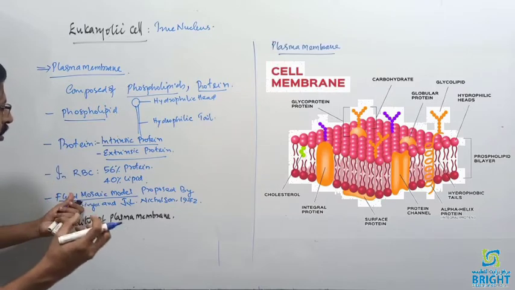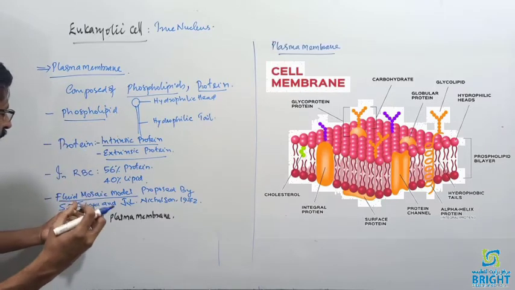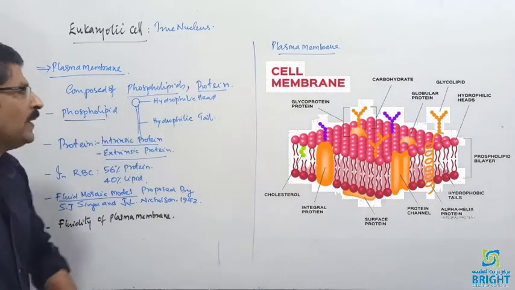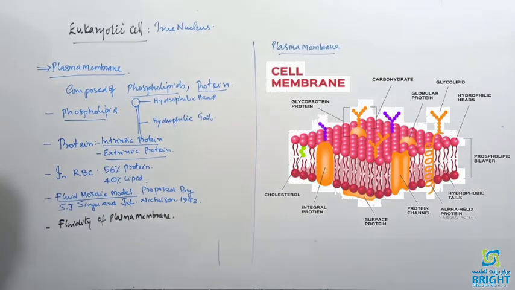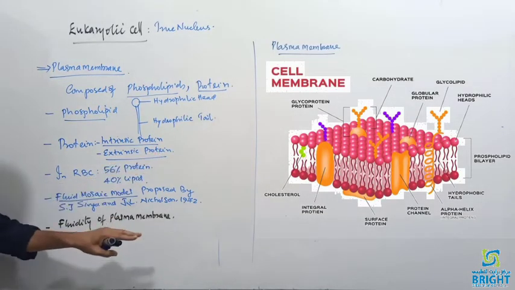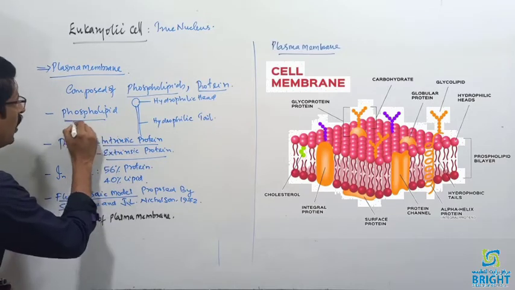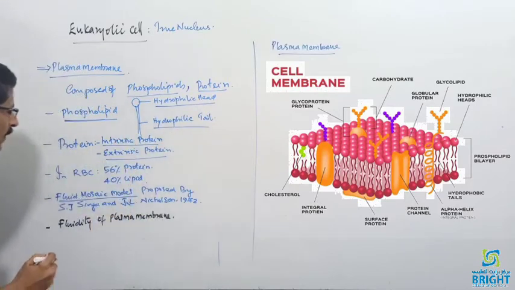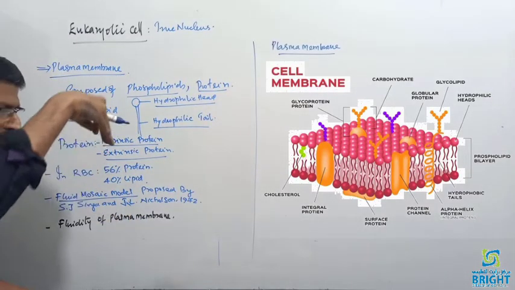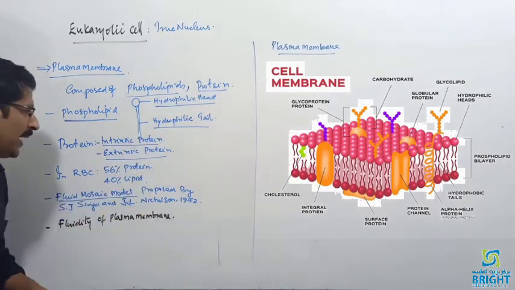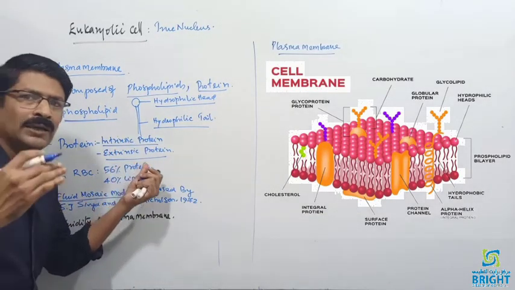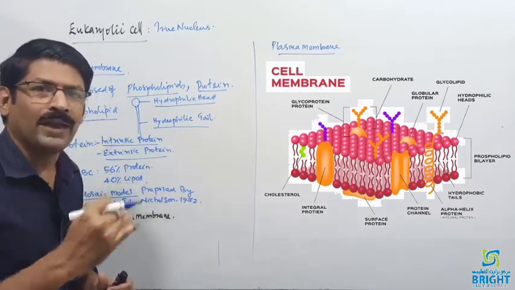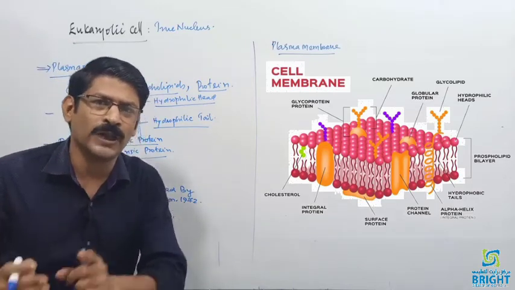According to the studies by Singer and Nicolson, the membrane is composed mainly of phospholipid and protein. This is the structure of the fluid mosaic model. As per the diagram, we can see the phospholipid bilayer, with a hydrophilic head and a hydrophobic tail. There are two types of protein: intrinsic protein, which you can see in the diagram, and extrinsic protein, which is present outside the membrane. The intrinsic proteins mainly act as carrier proteins during facilitated diffusion and also active transport.